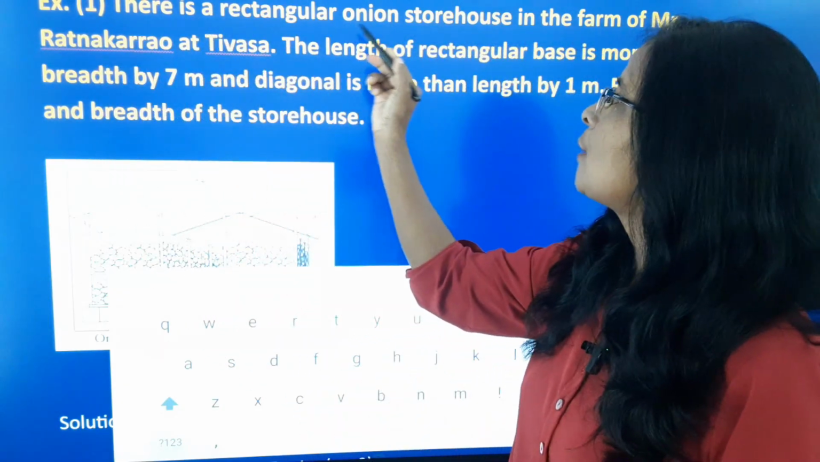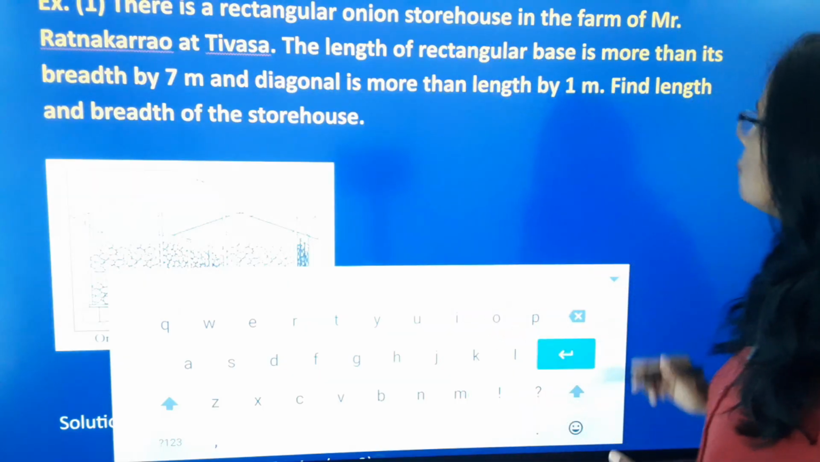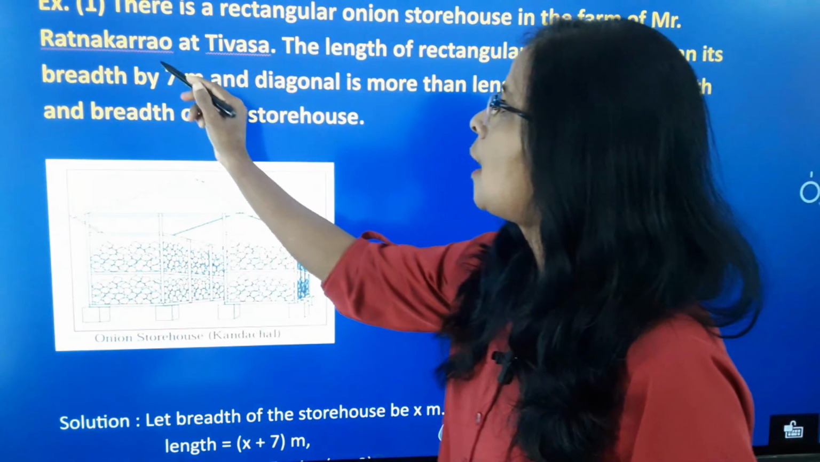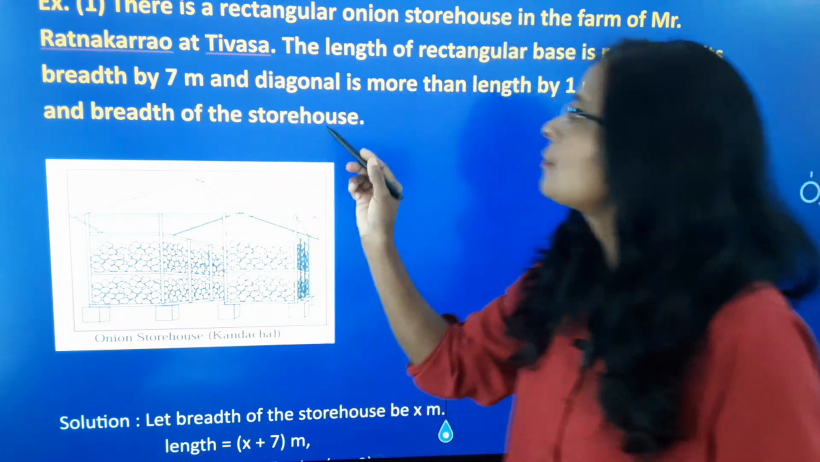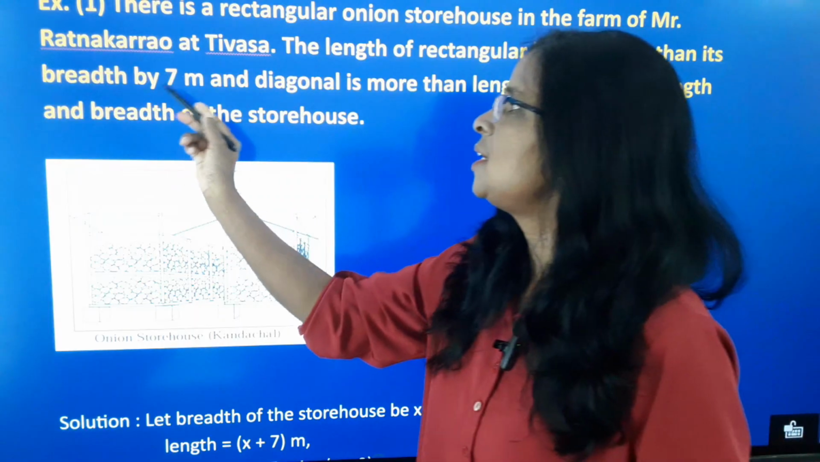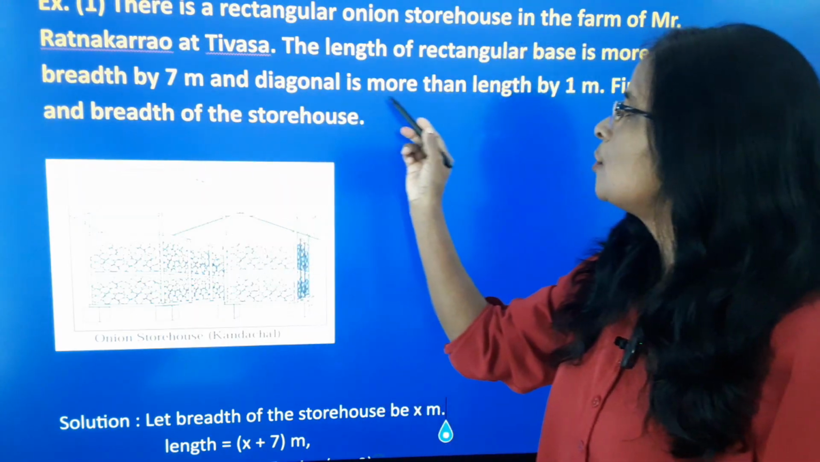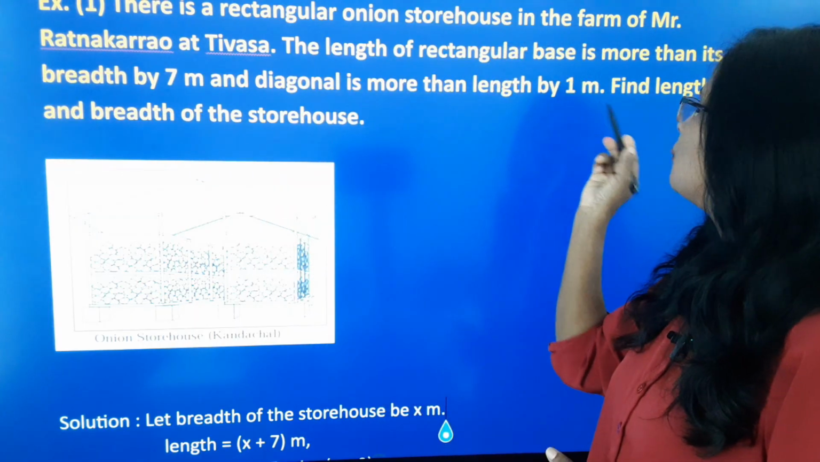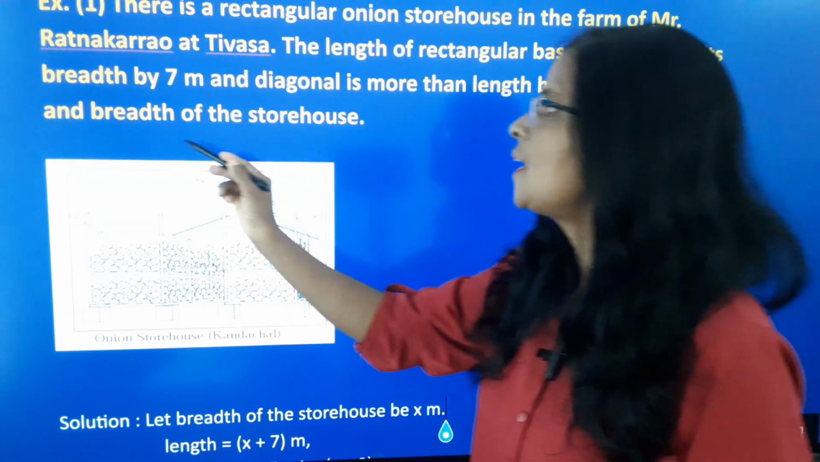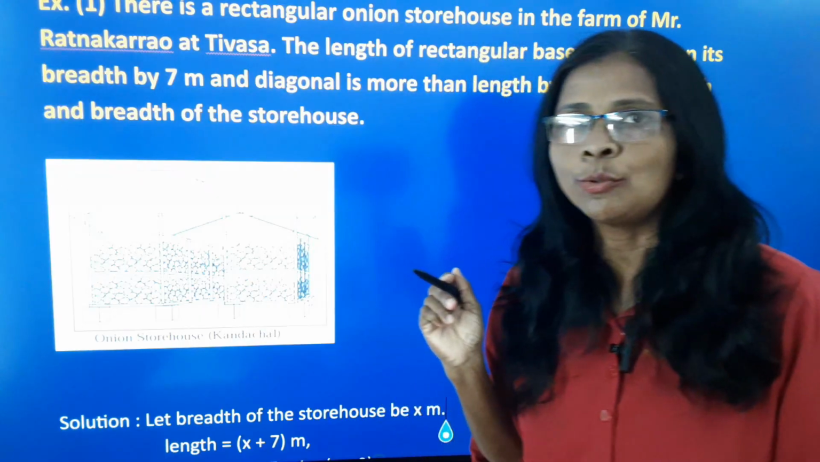There is a rectangular onion storehouse in the farm of Mr. Ratnakar Rao at Tivasa. The length of the rectangular base is more than its breadth by 7 meters and the diagonal is more than the length by 1 meter. So find the length and breadth of the storehouse.